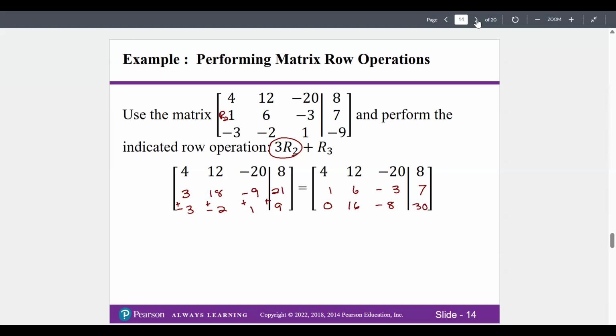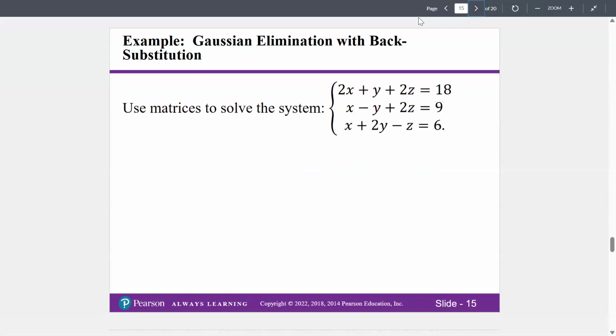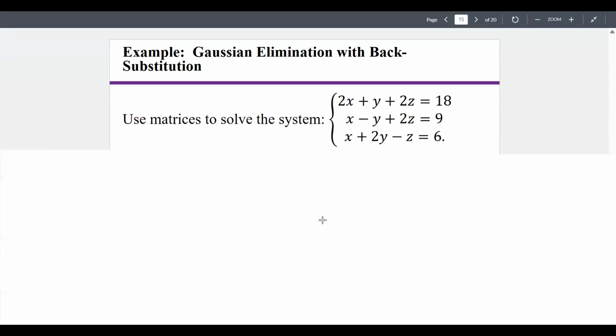How are we going to use it? We're going to use matrices to help us solve this system of equations. So first thing we want to do is make a matrix that represents this whole system of equations. Right over here, I'm going to write my matrix. We have a 2 on the x, a 1 on the y, a 2 on the z, and this equals 18.